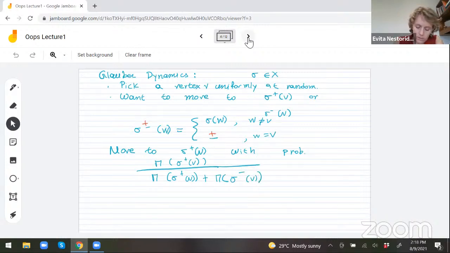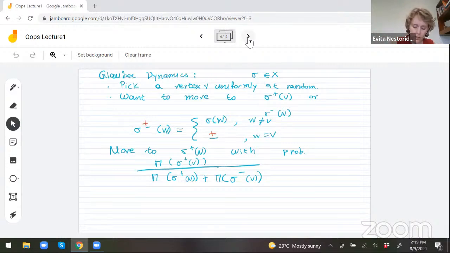So this might look like an odd definition. This really just means put a plus on V, conditioning on everything else being as it is. Okay, but with respect to this measure, the reason why we define it this way is because this Markov chain has a stationary measure pi, the measure that we wanted to understand.